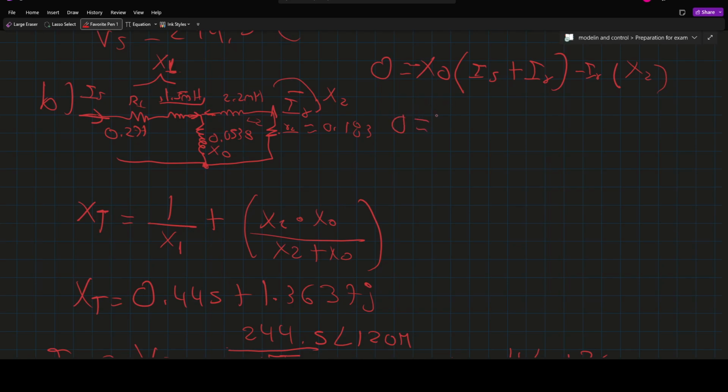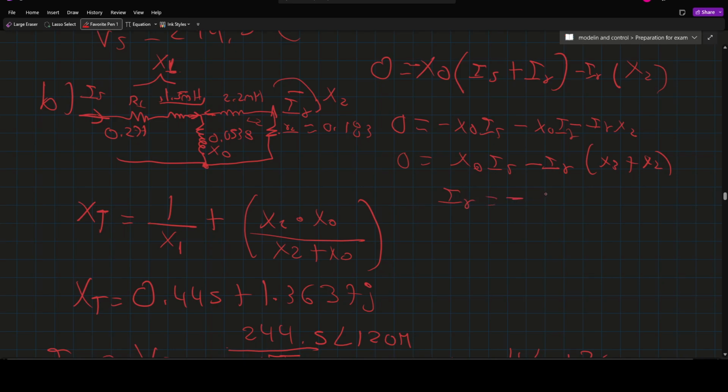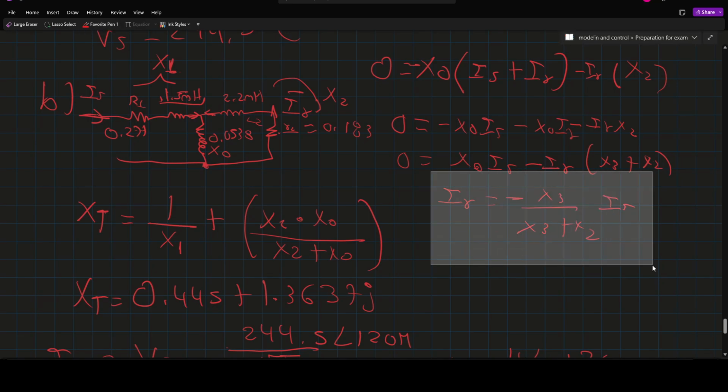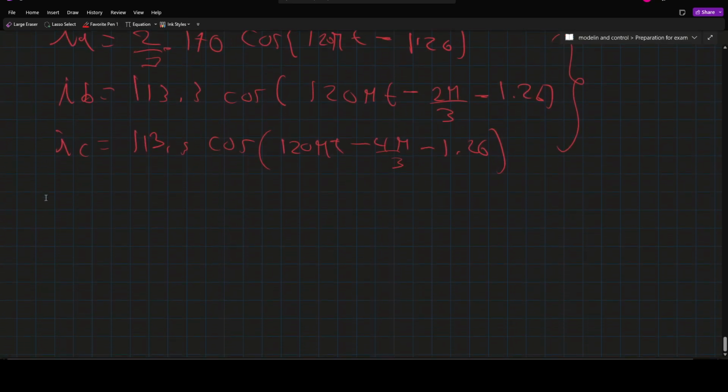So if we expand this as minus x naught IR minus IR x2, and we factor our IR, S3 plus S2, so IR is equal to minus S3 over S3 plus S2, times IS. So this is how we can find our IR.